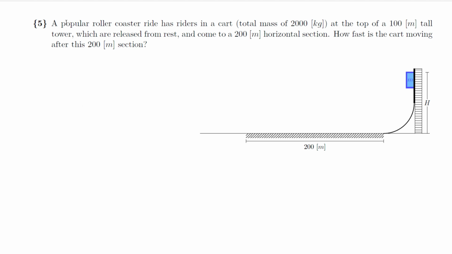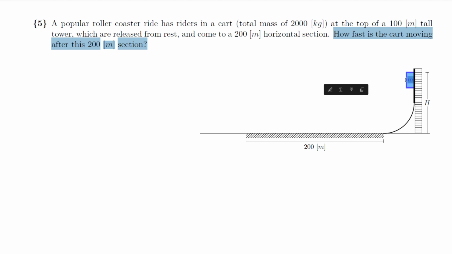Number 5. A popular roller coaster ride has riders in a cart. The total mass is given to be 2,000. At the top of a 100-meter tall tower, so in this diagram right here, they're released from rest and come to a 200-meter horizontal section. Okay, so that's this little section here. We want to know how fast the cart is moving after that section.